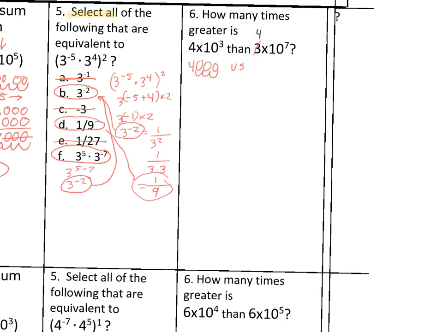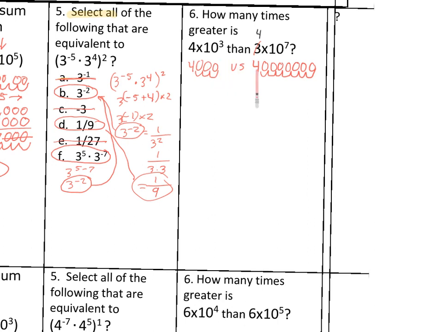So here we go. We have 4 times 10 to the 7th power. So that means we got a 4, and I'm liking the red today, 4 times 1, 2, 3, 4, 5, 6, 7. So 1, 2, 3, 4, 5, 6, 7. Okay, now here's how we compare. We're going to divide.